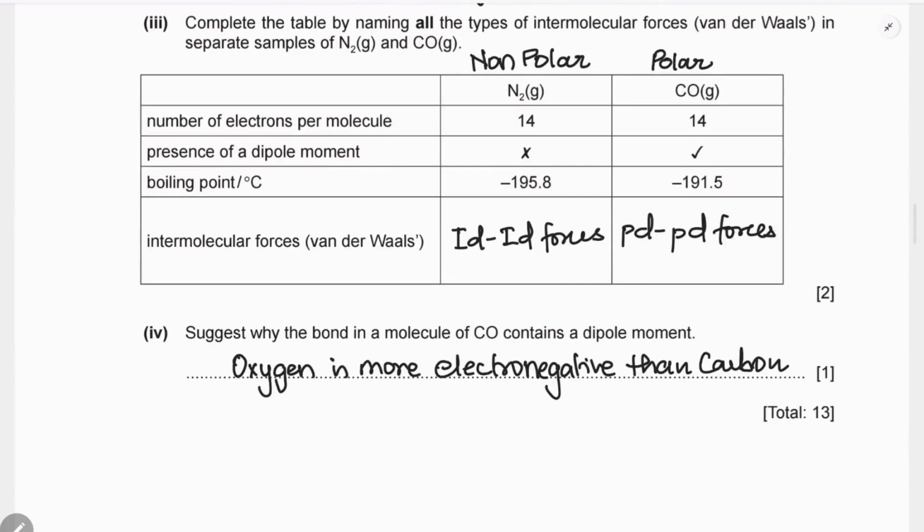Next, suggest why the bond in a molecule of CO contains a dipole moment. Why? Because oxygen is more electronegative than carbon, like this.